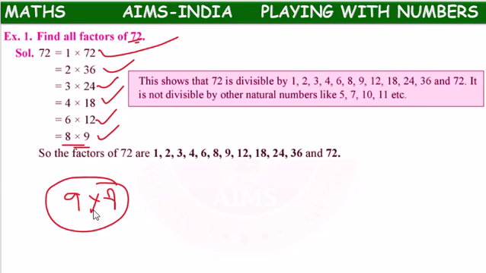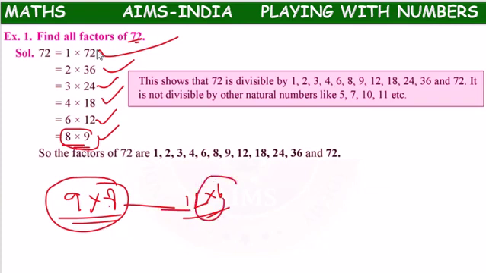After this, if we try to write the factors, all will be repeated in reverse order, because 9 into 8 repeats 8 into 9. Next, 12 into 6 we can write, but it is already repeated as 6 into 12. So when we get one repeated product, from then onwards there is no need to write the other factors. We can count this.